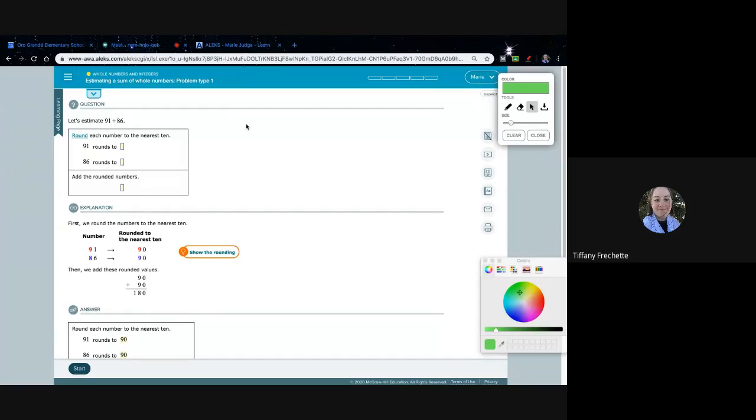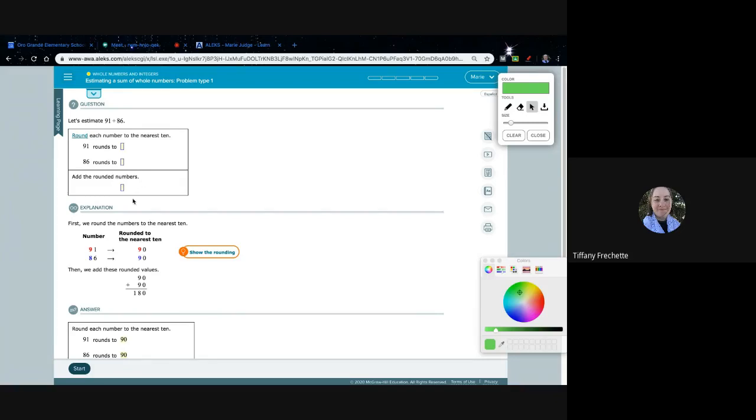Estimating a sum of whole numbers, problem type 1. All right, so in this one, we're literally estimating to find the sum, and sum means to add, of whole numbers, meaning no decimals. So they're nicely rounded off numbers, and this is problem type 1, which just means it's the first type of problem that they came up with for this one.